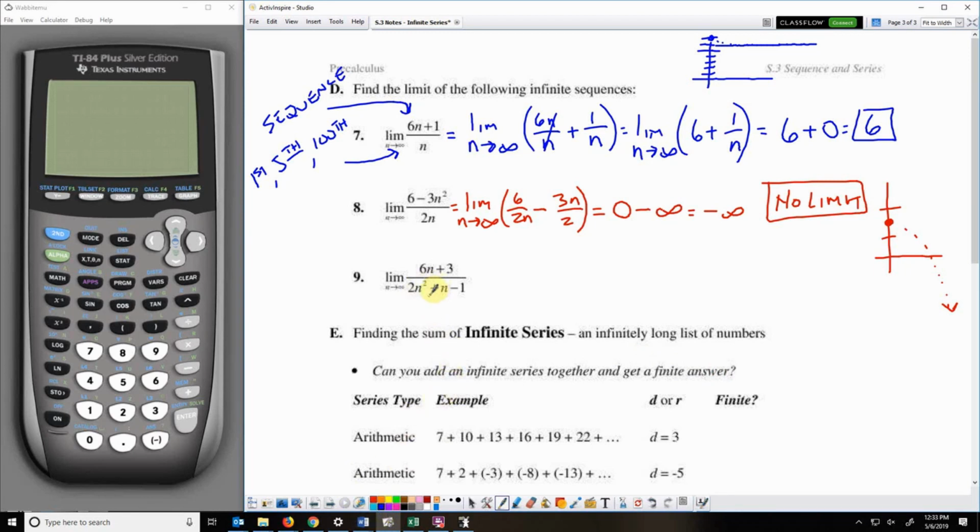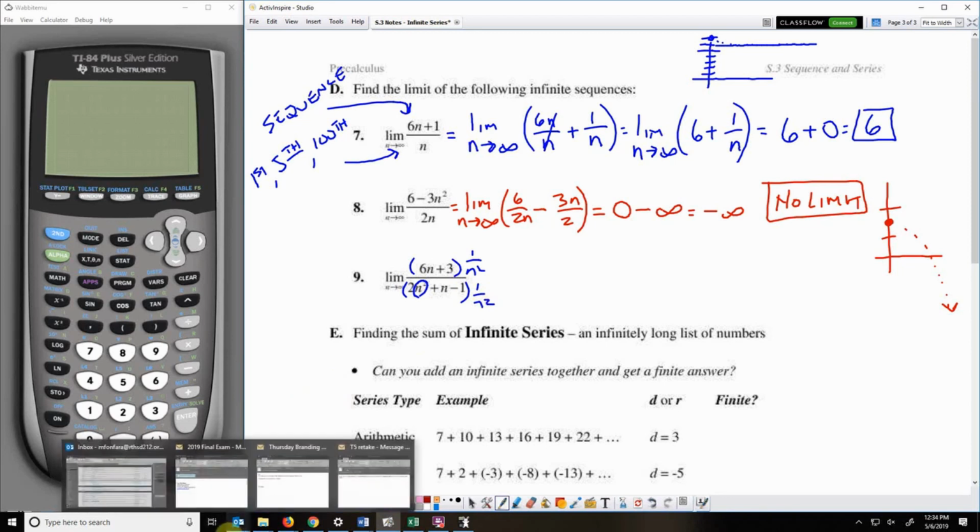Now this last one's a little bit different because there are 3 terms in the denominator, not just one term like we've had before. So I can't really split this one quite so easily. So what I do is look for the greatest exponent in the denominator. And it's right there. Greatest exponent in the denominator, it's n squared. So I'm going to multiply the numerator by 1 over n squared, and I'm going to multiply the denominator by 1 over n squared, and that's going to help me find the limit.